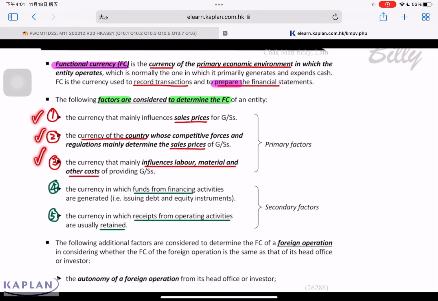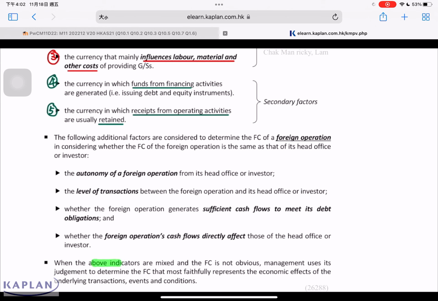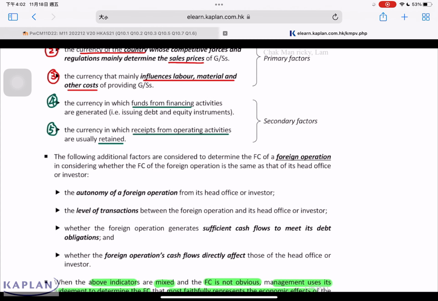The first 3 factors are considered preliminary factors. After you consider the preliminary factors, if you can decide the functional currency, then that's the functional currency. If it's not obvious or conclusive, then you consider the secondary factors. After you consider the secondary factors, if the functional currency is still not obvious, then ultimately the management has to decide. When the above indicators are mixed, the management has to use its judgment to determine the functional currency that most faithfully represents the economic effects of the underlying transactions. So there are 3 steps: first the primary factors, then the secondary factors. If after the first 2 it does not help to decide the functional currency, then the management has to come in to decide.